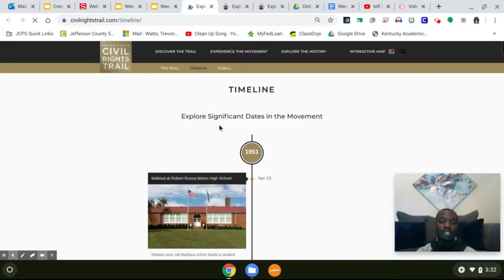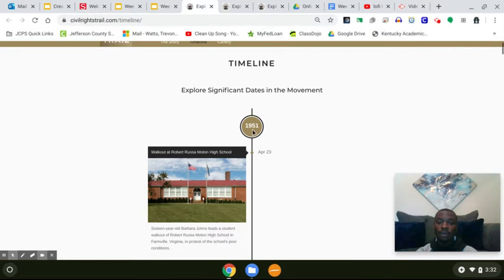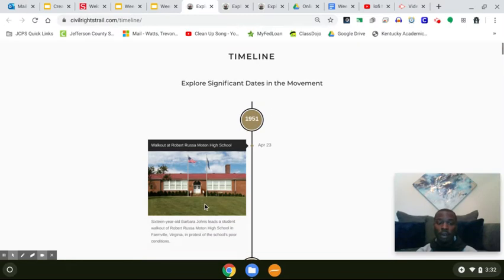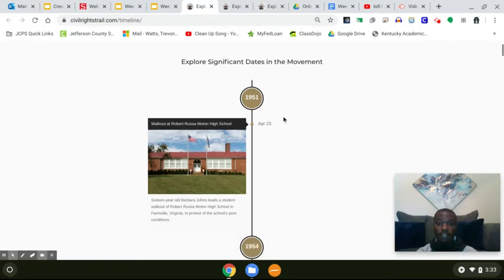We're still going back to the Civil Rights Trail, and this is the timeline. So we know that it started off in 1951. And this is one thing that happened. Walk out at Robert Russa Moton High School. It was on April 23rd. 16-year-old Barbara Johns led a student walkout of Robert Russa Moton High School in Farmville, Virginia, in protest of the school's poor conditions.